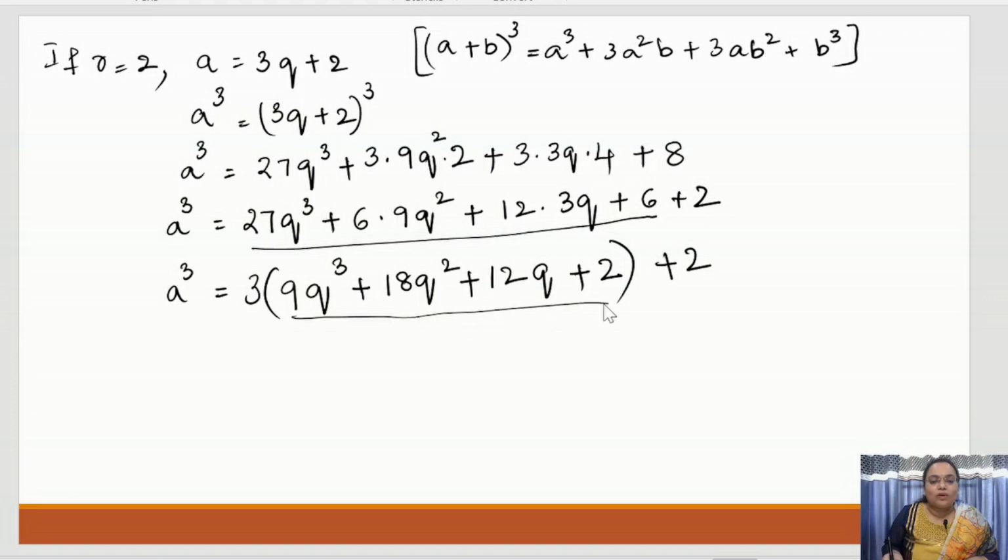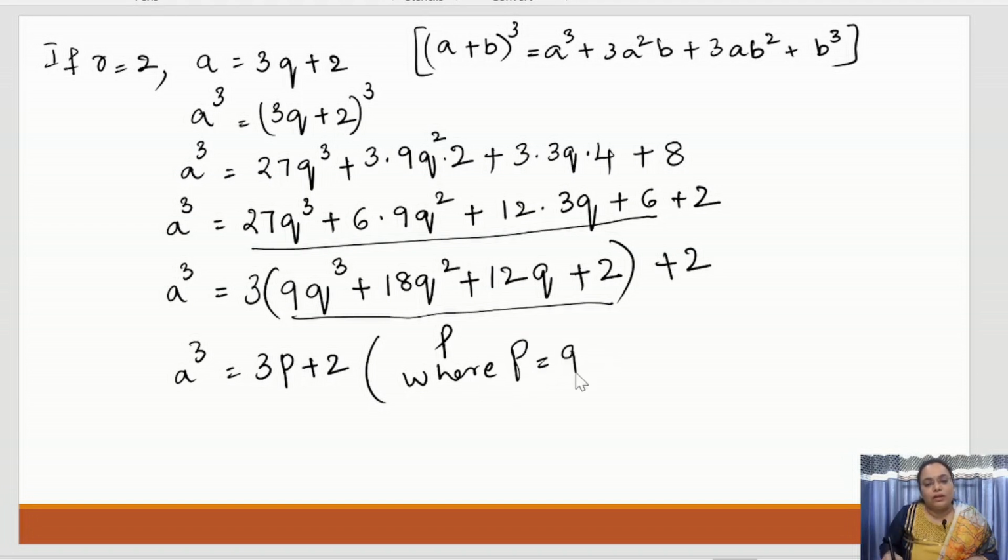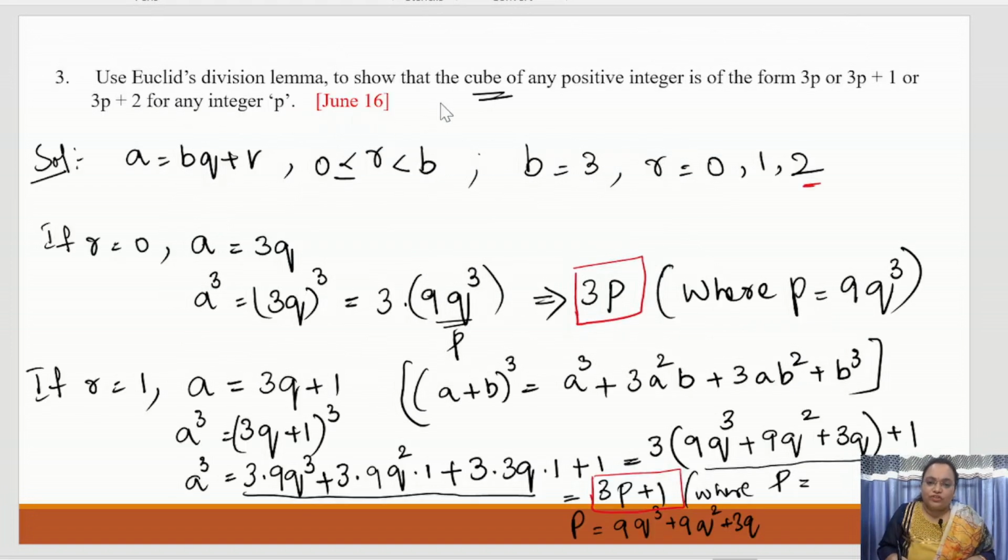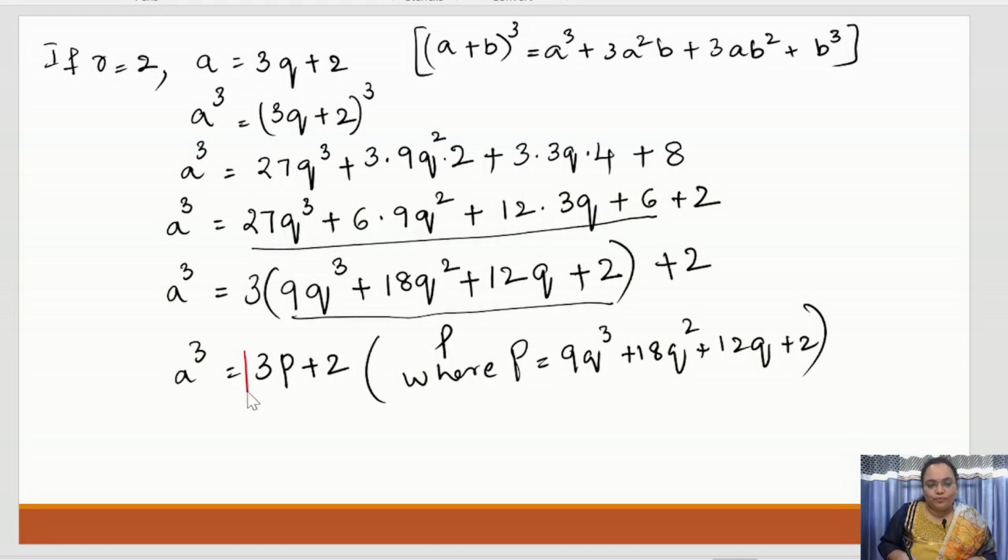So I can replace the whole thing with p. So this will be a cube is equal to 3p plus 2, where p is equal to 9q cube plus 18q square plus 12q plus 2. Okay. See here, we have shown that the cube of any positive integer is of the form 3p, 3p plus 1 here, and then 3p plus 2, this one.